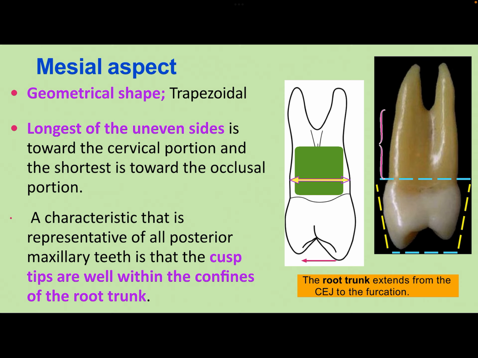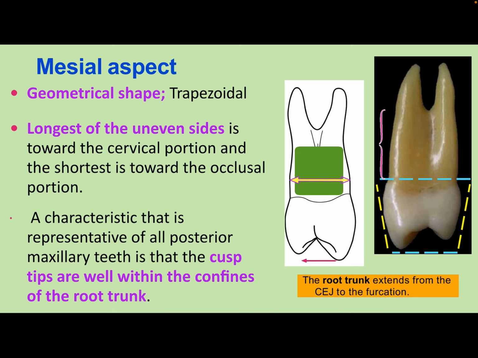Next, mesial aspect. For anterior teeth, the geometrical shape for the mesial as well as distal surface was more like triangular or wedge shape. But for posterior teeth, the geometrical shape on the mesial aspect and distal aspect will be trapezoidal. The longest of the uneven sides is toward the cervical portion and the shortest is toward the occlusal portion.